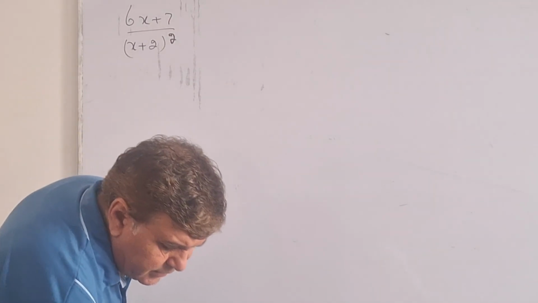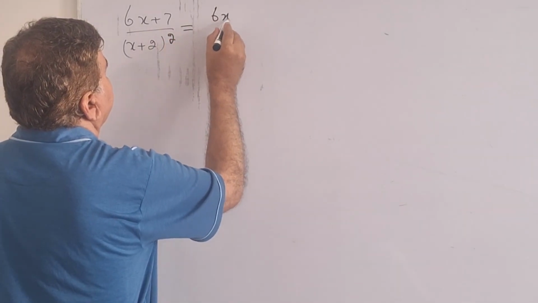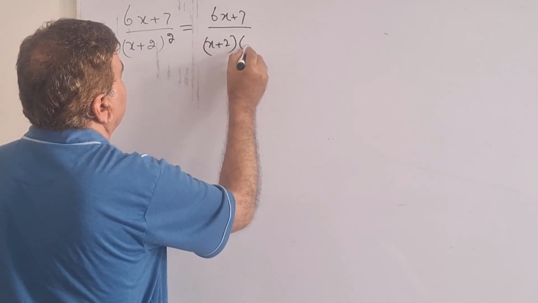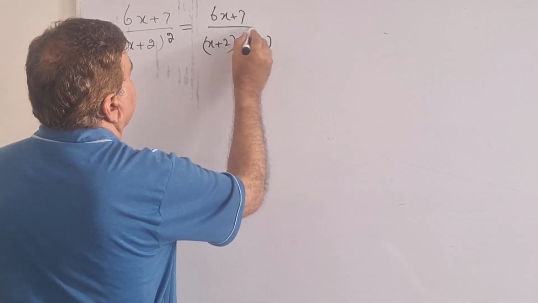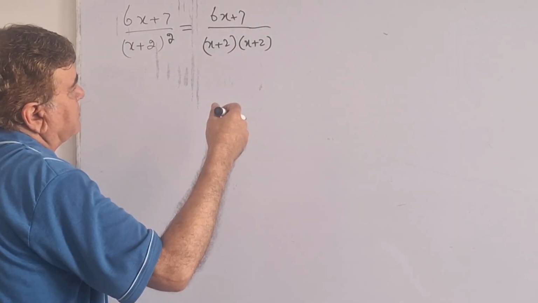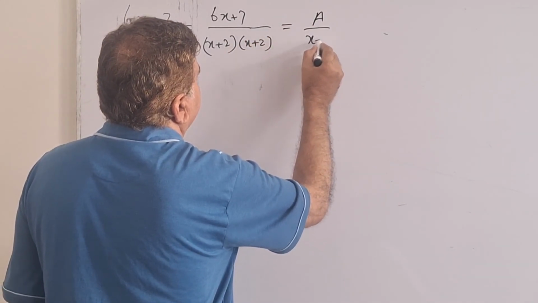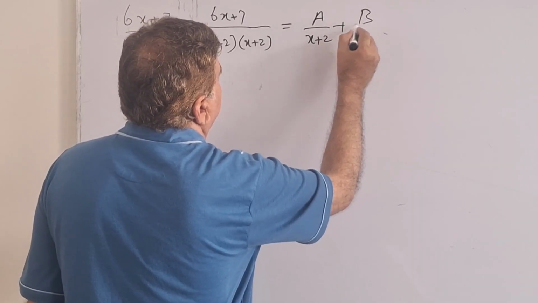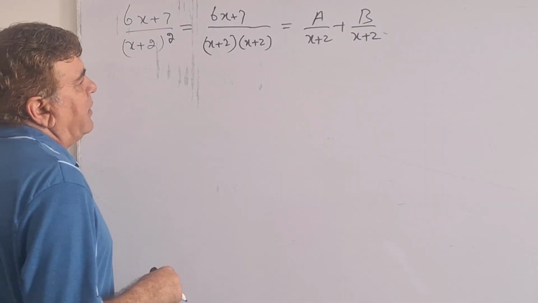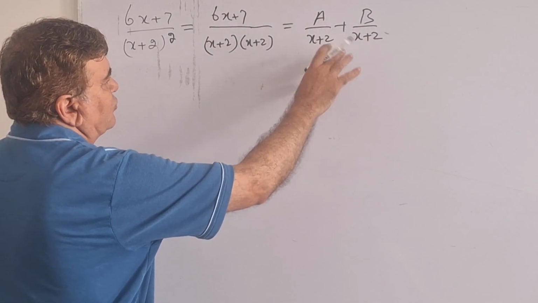Now, remember, there is a mistake that we can make. We can also write this as 6x plus 7 divided by x plus 2 into x plus 2. And if I look, one may think that I can write this equal to a divided by x plus 2 plus b divided by x plus 2. If you carry it this way and solve it for a and b, you will see that this is not the right way.